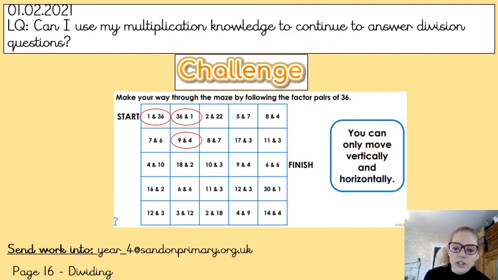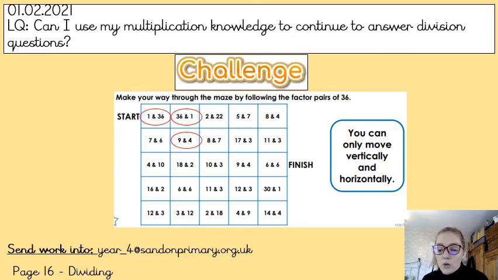Your challenge for today then, when you've had to go through doing all of those questions, is to make your way through the maze by following the factor pairs of 36. Now, looking at a lot of the work that you did last week, quite a few of you struggled with the factor pairs question on Thursday. So I think that we need to do a challenge to address this.